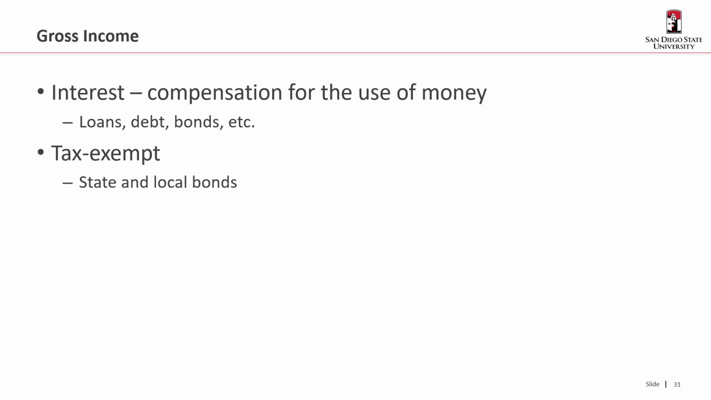Okay, so interest is compensation for the use of money. Again, you don't have to be a finance expert to basically understand what interest is. This usually comes from loans, debts, bonds, this sort of thing. And of course, it can come in tax-exempt form for state and local bonds, and those you don't pay any income tax on at the federal level.